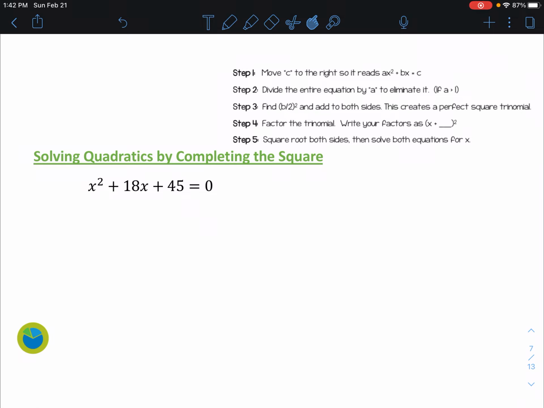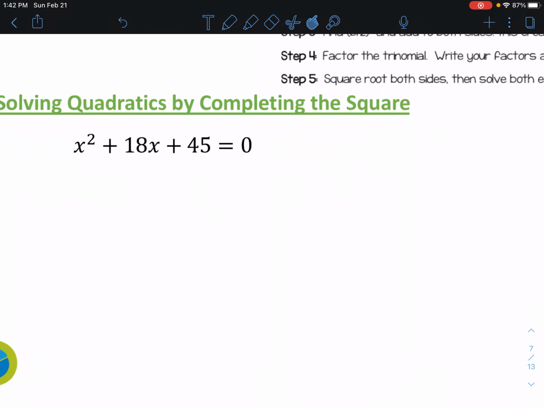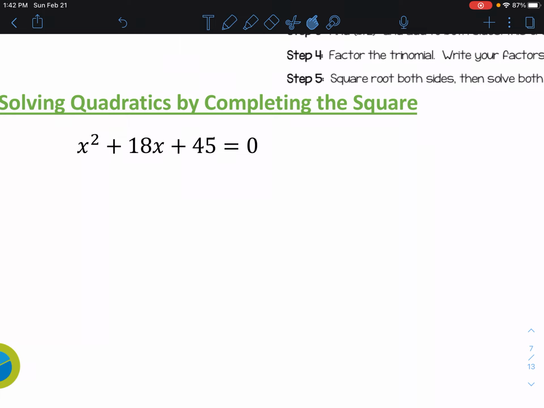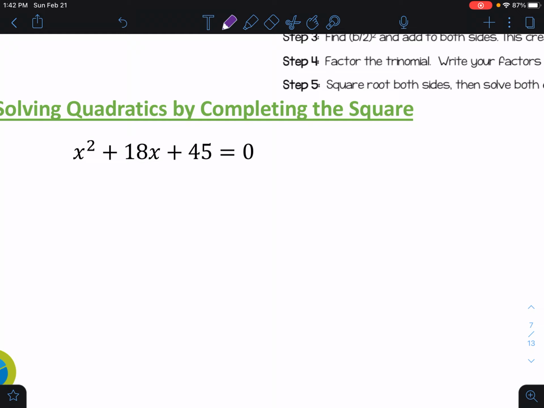So we're going to move that c to the other side. So I'm going to move that 45 to the other side, so that's going to be negative 45 to both sides. Okay, now when I do that, I'm going to put a blank because I'm going to create a perfect square trinomial. Now, in order to do that, I'll have to also add the same thing on the other side. So I'm going to put a blank over here as well. Okay, so now what do I add?